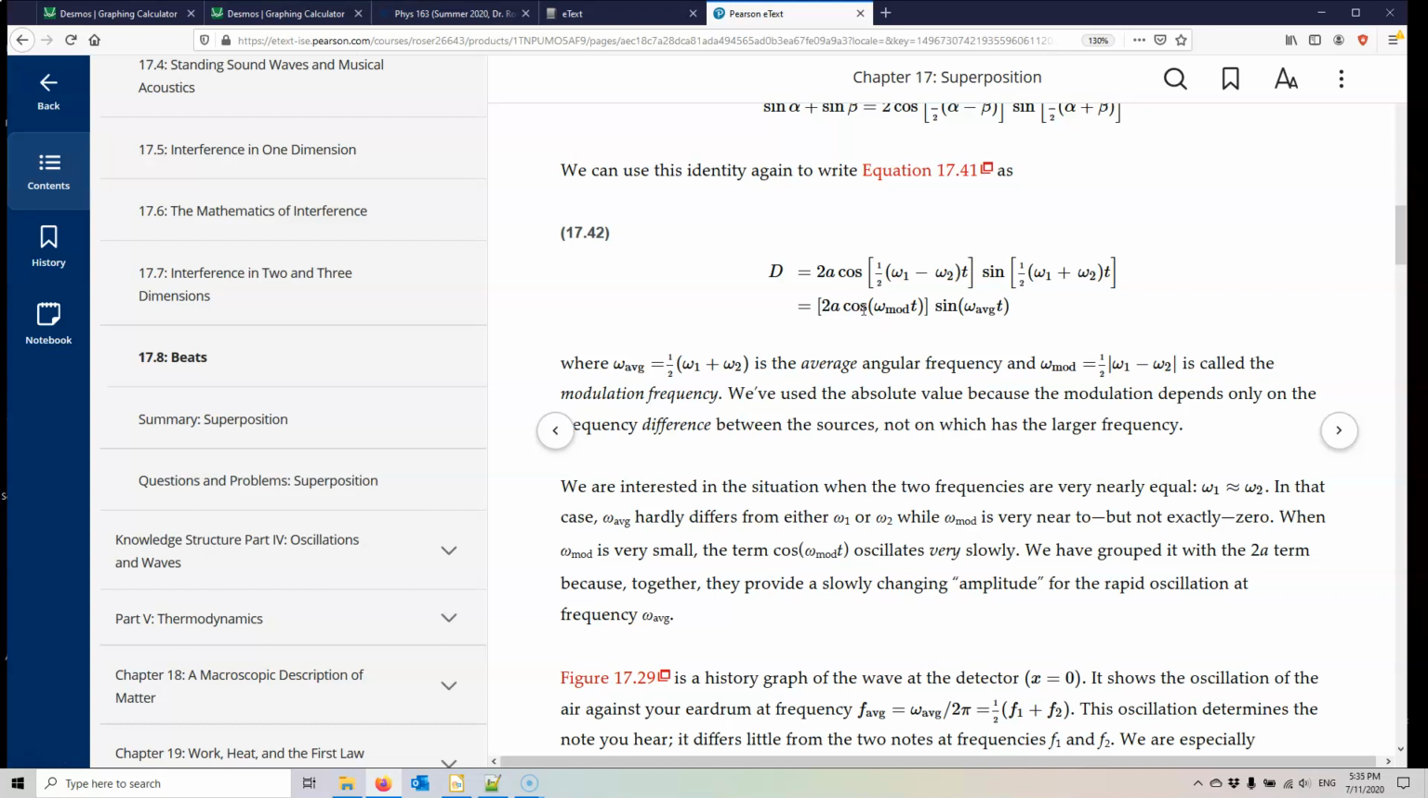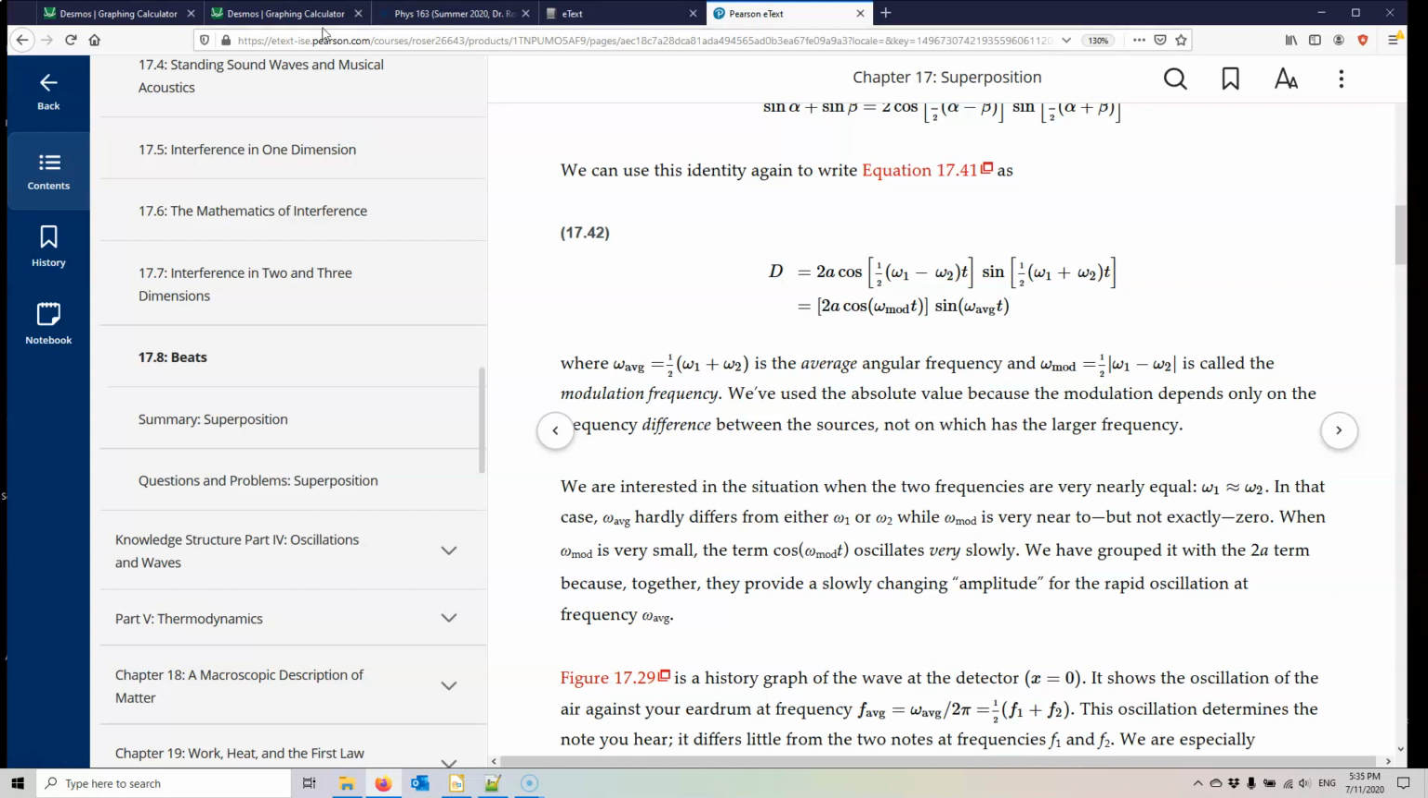This cosine function changes very slowly because this is a very small number. In our case, it would be 1/2 times 2 pi, half times the difference. So this is a very slow cosine function. And then this is a very fast sine function. This is essentially the average of the initial two incoming ones.